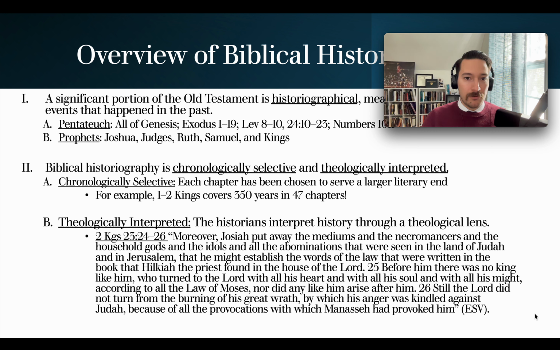So again, biblical historiography is chronologically selective, and it is also theologically interpreted. It outlines real events that really happened for a larger literary end, and in doing so, the historians also interpret those events through theological criteria of what has already been set out in Scripture. And so we're going to go ahead now and move to the book of Joshua, and we'll see Joshua, Judges, Samuel, and Kings, and how this will be worked out in due time.